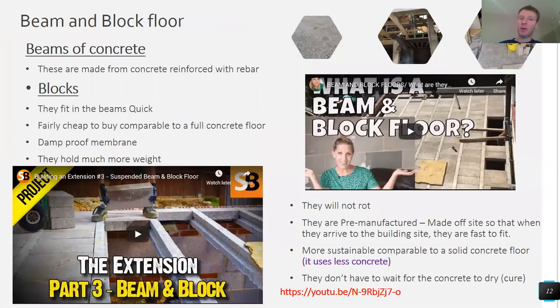Okay, the beam and block floor is really important because it can speed up the production so much quicker, and then you don't have to wait for concrete to harden because this concrete has already been pre-produced. It can withstand so much more weight than a suspended floor from a timber frame floor. And like I mentioned before, they are pre-manufactured, so they can arrive to the building site just on time.